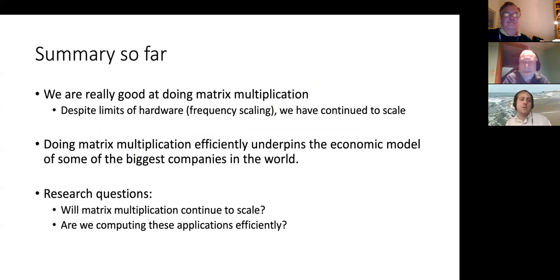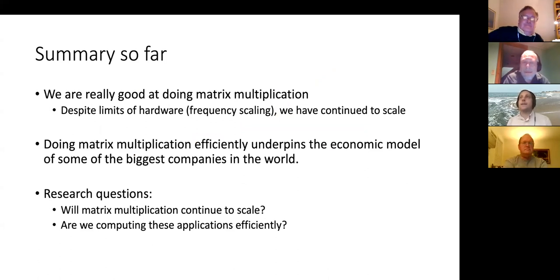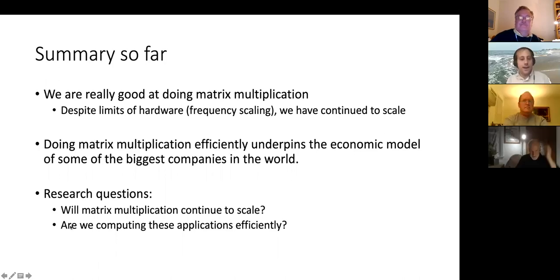So what's going on? We are really good at doing matrix multiplication. Those graphs from the TOP500 show that. And the story is likely similar at these big data centers for Facebook and Google. These companies make their money off of doing matrix multiplication fast. But as a researcher, I need to look out for where this is going in the future, and I should try to position my research to affect where this might go. So what I want to ask is: will matrix multiplication continue to scale like we've seen? And I also want to ask if we are computing these applications as efficiently as possible.